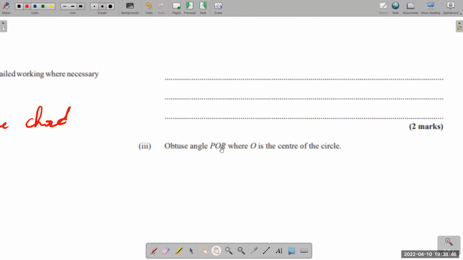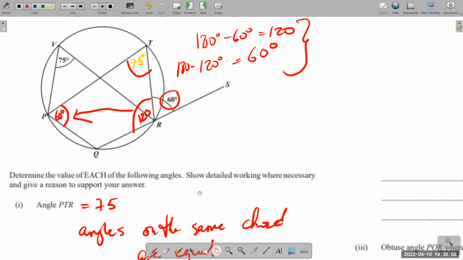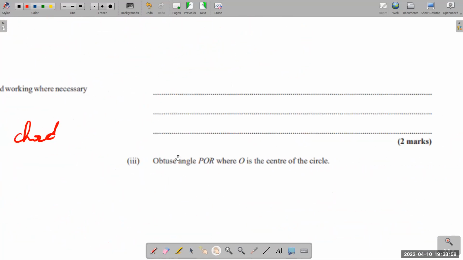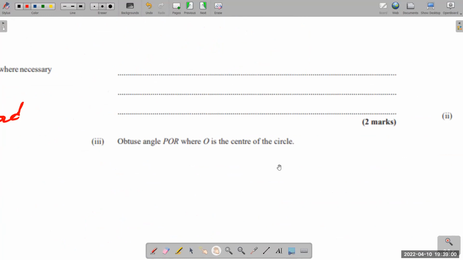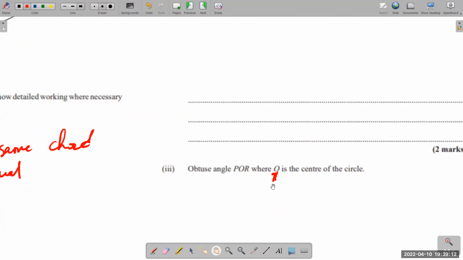Obtuse angle POR. Where's P? But there's no, oh, look at what they do. I never saw this before. Anybody realize what I just did here? They're asking you to find it without giving you the actual center. Anybody realize what's going on here? So it's not in the picture. They're asking you for an angle that's not in the picture.